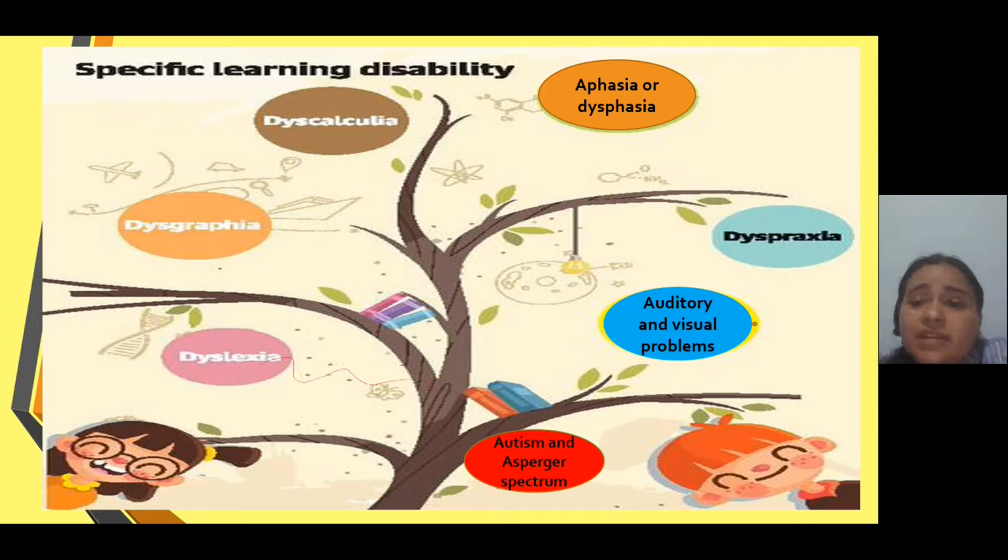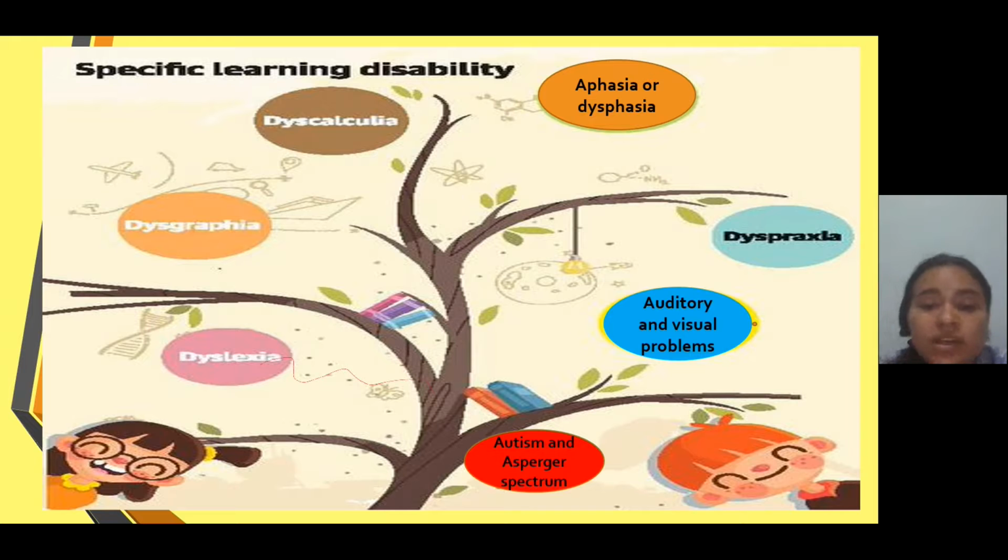The next disability is auditory and visual. These problems are really difficult because when students have problems with listening, they cannot understand what the teacher or their parents are saying. So they need to be taken to the doctor in order to help them.